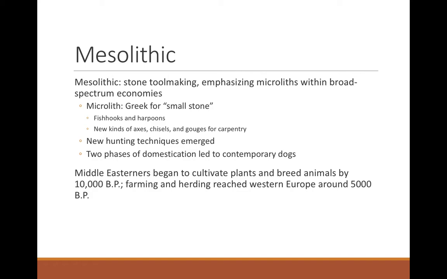So the Middle Easterners then begin to cultivate plants and breed animals by about 10,000 years before present. Farming and herding don't reach Western Europe until about 5,000 years before present. And it was really farmers and herders from the Middle East that moved into Europe roughly 5,000 years ago that gave rise to these European economies that then were based on farming.